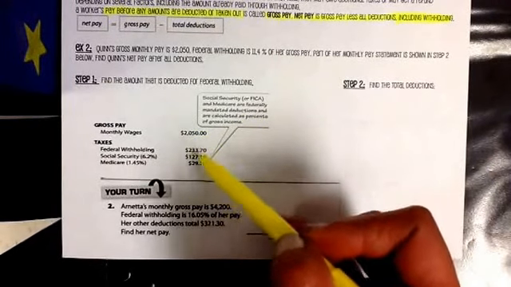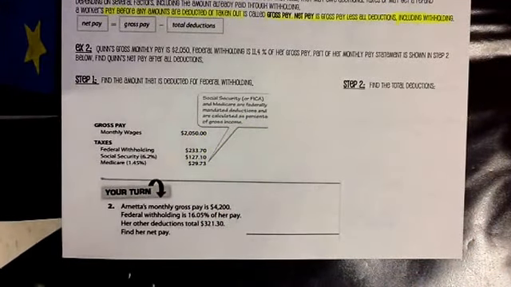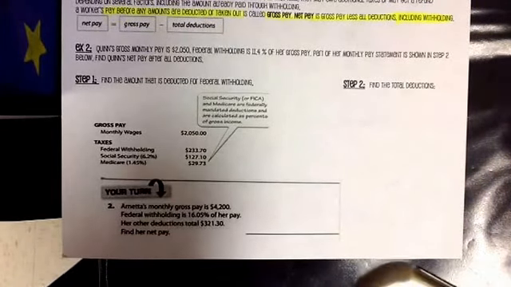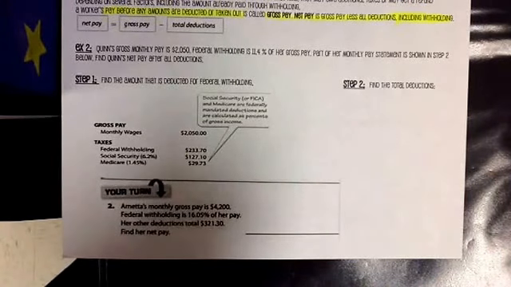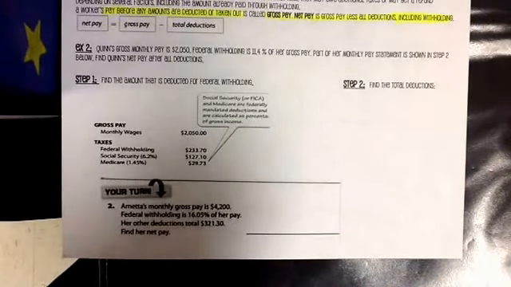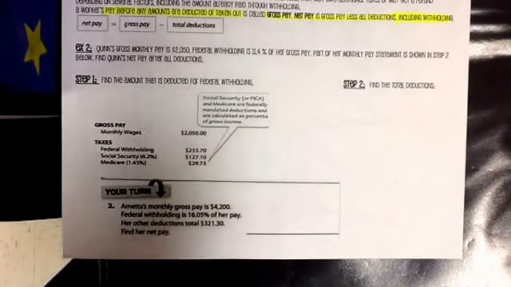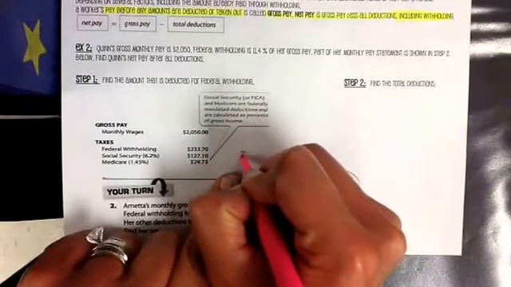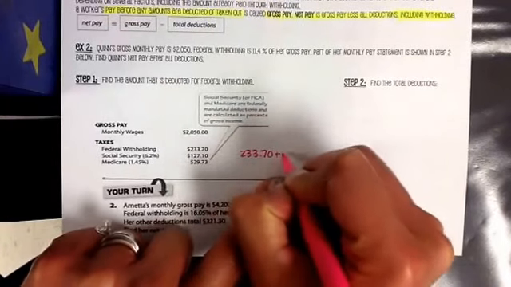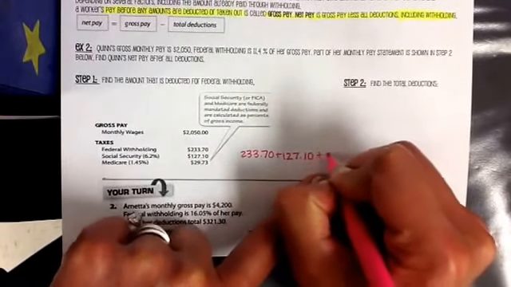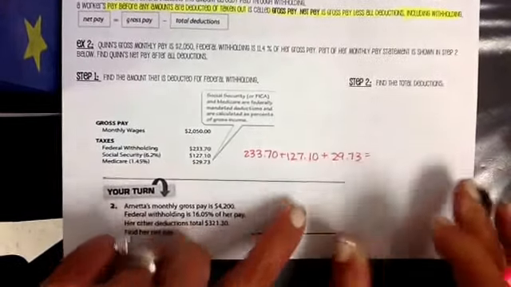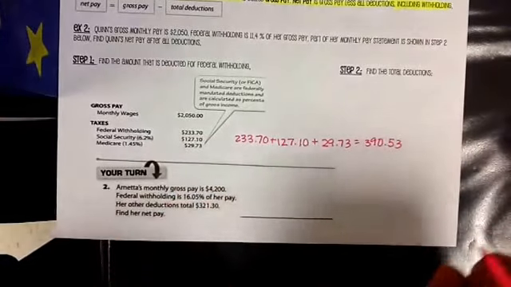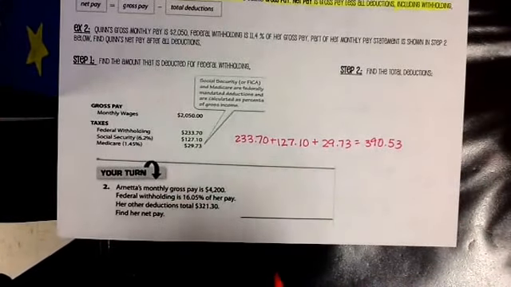You're going to have to add all these up, okay, and again, remember you can use your calculator to do this. So we're going to add the $233.70 plus the $127.10 plus the $29.73, okay? And so you should show what you're doing, and it's okay if you want to write it. You could even write it horizontally instead of vertically, just letting us know, okay, this is what I did to figure this out. I added up all the deductions. I got $390.53, okay? And that's what they're taking out of her gross pay.